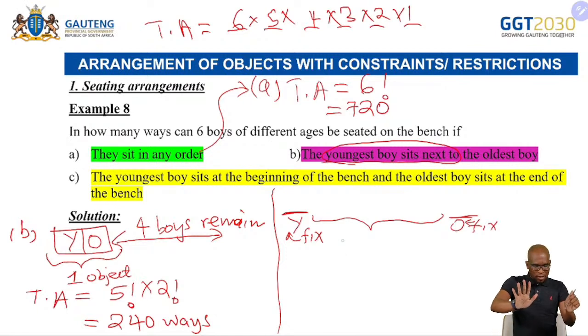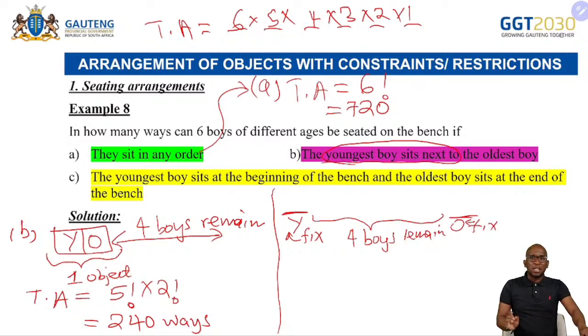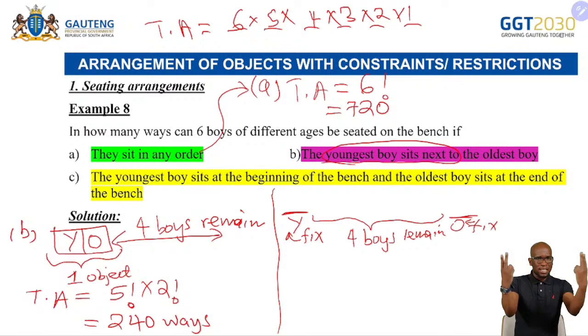Out of the 6, we've placed the youngest and we've placed the oldest. So 4 boys remain. Now, these 4 boys that are remaining, obviously, the first position and the last positions have been occupied. You can't arrange for the first and last position, which means that if you fix those positions, they cannot move within the arrangement. They are there on the first position and last position.